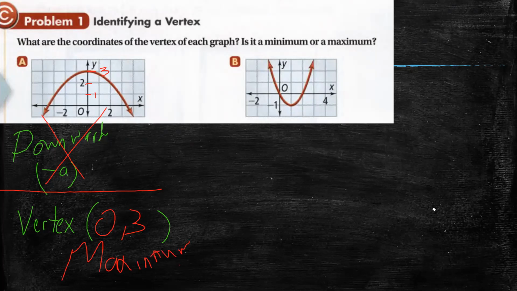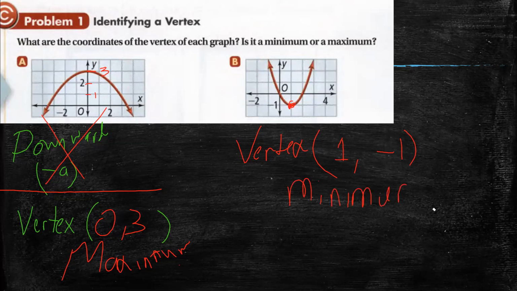Now, look at B. Where's the vertex? It is the lowest point. So, what is the coordinate of the vertex now? 1 and -1. Is it minimum or maximum? Minimum, because it is the lowest point of the graph.